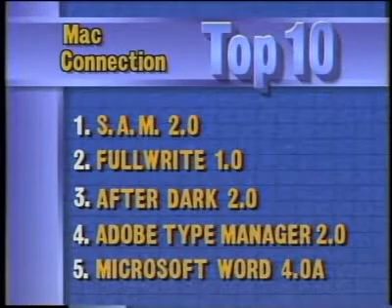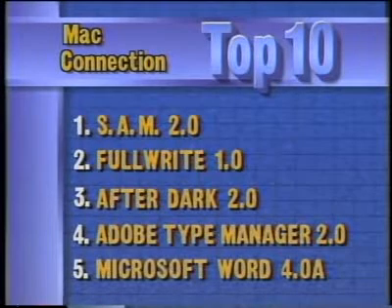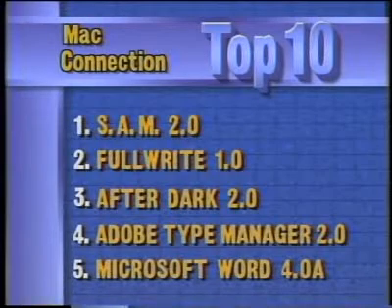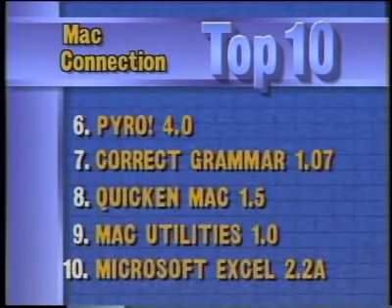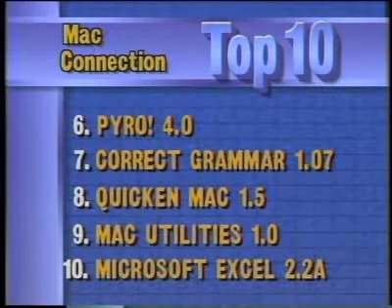Taking a look at this week's top 10 software titles for the Mac, Mac Connection reports Sam is in the #1 position, followed by Fulbright. In third is After Dark, with Adobe Type Manager coming in 4th. In 5th place is Microsoft Word 4.0. Rounding out the top 10 titles are Pyro, Correct Grammar, Quicken Mac, Mac Utilities, and Microsoft Excel.